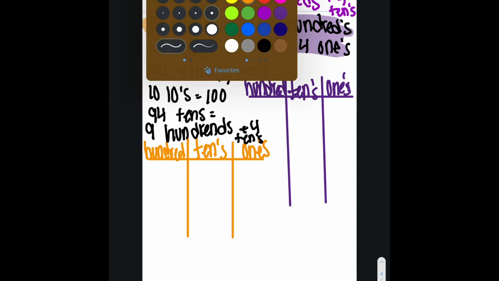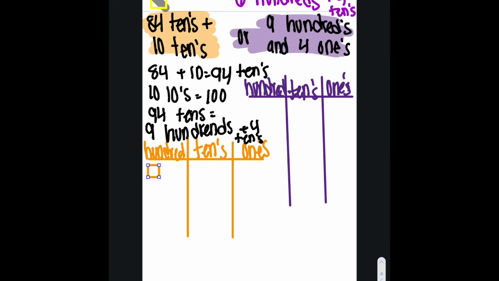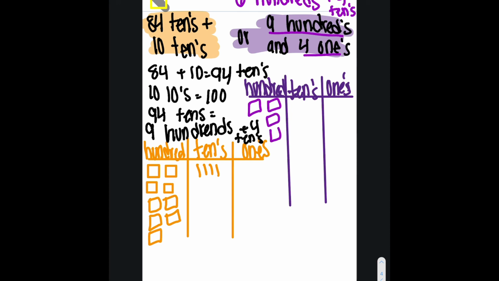We've got 100 and 200 and 300 and 400 and 500 and 600 and 700, 800, 900. And then we know that there's those 4 tens that were left over from the 94 tens, so there's 4 tens that are drawn in there. Then we can move on to the purple. There are 9 hundreds in there, and there are 4 ones. So we can draw in the 9 hundreds. 1, 2, 3, 4, 5, 6, 7, 8, 9. And then there are 4 ones, so we can draw in those 4 ones.